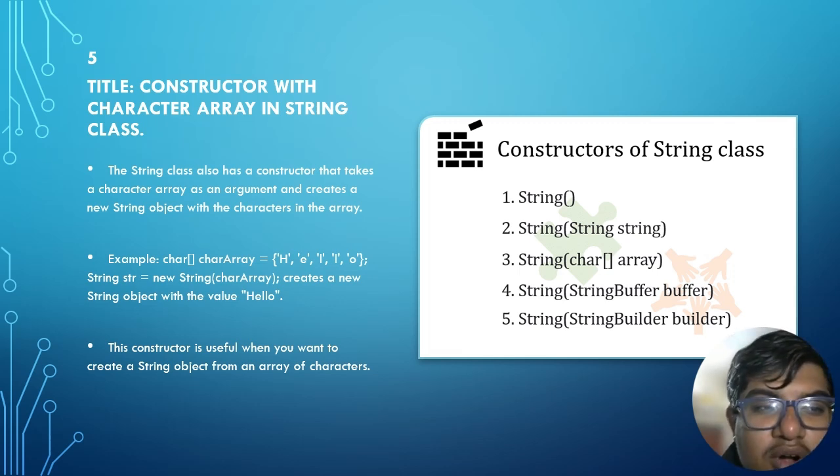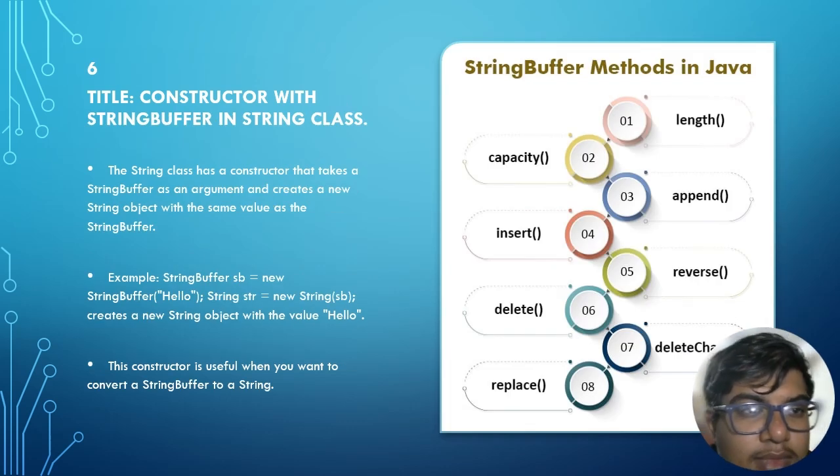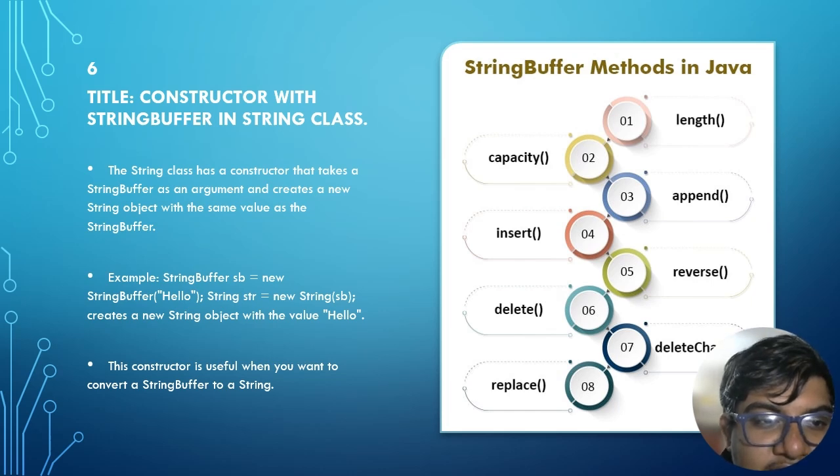Now, the constructor with string buffer. Just like I said, string buffer is a mutable type. So the string class has a constructor that takes a string buffer as an argument and creates a new string object with the same value as the string buffer. So it's a type of constructor of the string class that takes a string buffer as an argument and then creates a new string object with the same value as the string buffer. So string buffer to string. You can see the example here.